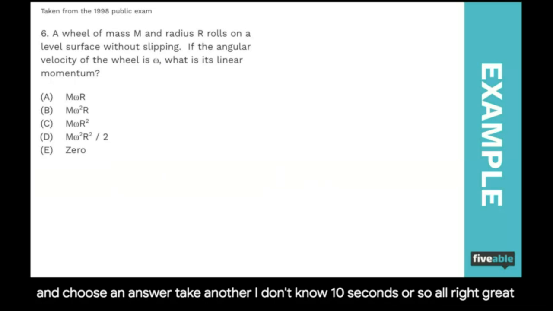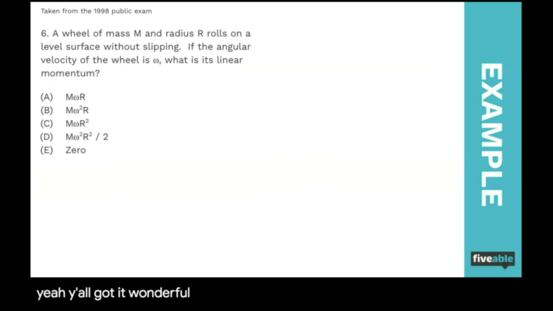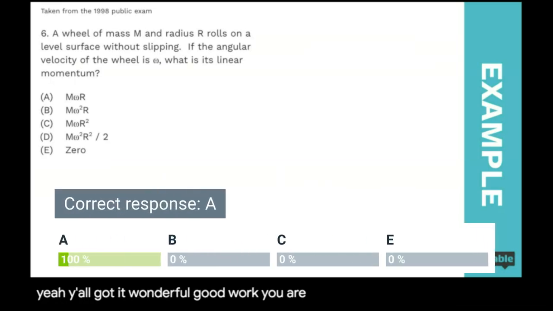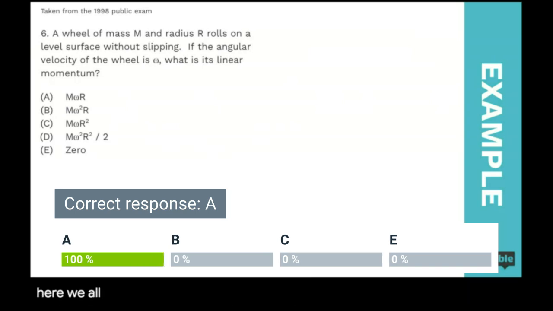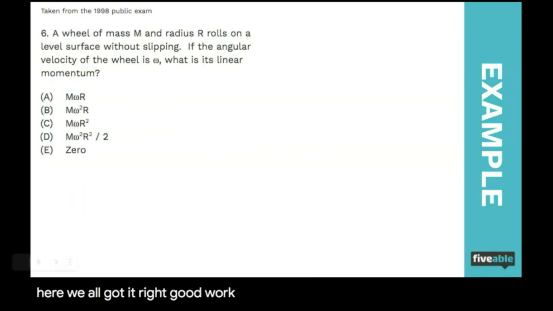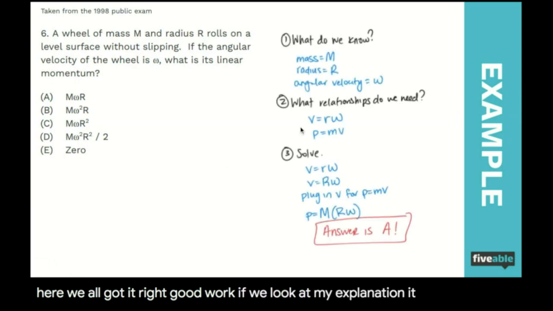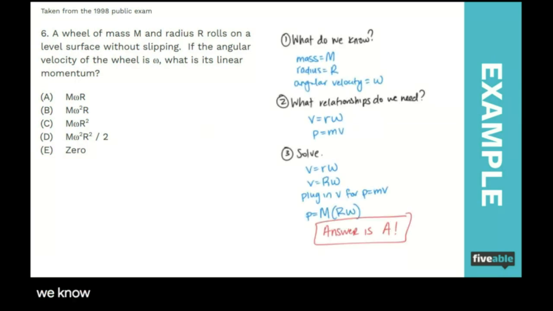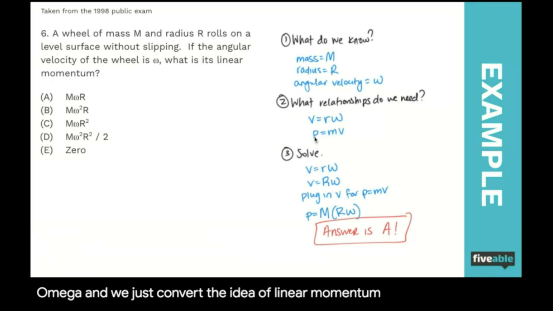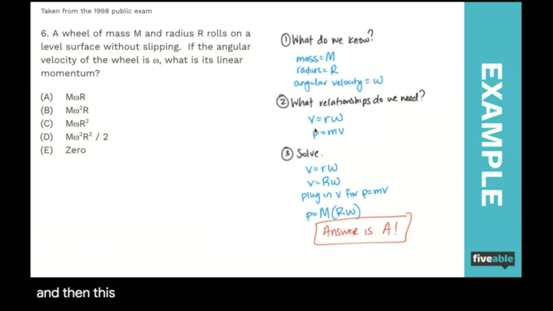All right, great. Yeah, y'all got it. Wonderful. Good work. You are champs. So the correct response was A here. We all got it right. If we look at my explanation, it is here for you. We know that mass is just m, the radius is r, and angular velocity is omega, and we just convert the idea of linear momentum, p equals m times v, and then use this formula that will let us translate between linear velocity and angular velocity. Just plug it in, and we should get A.